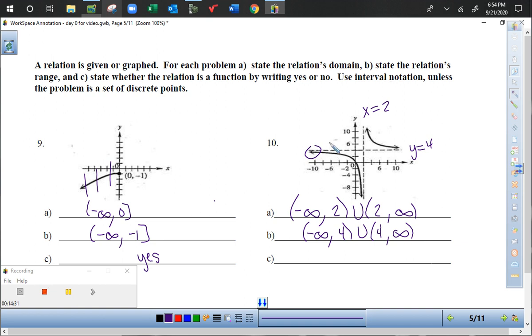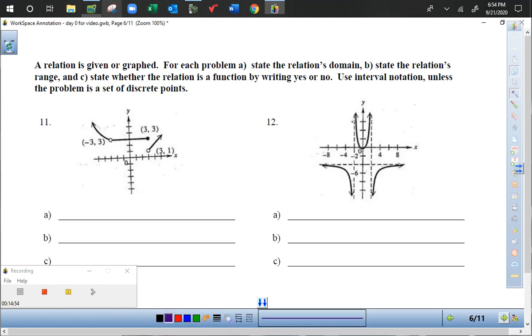This again will pass the VLT. It looks like here we get a little steep, but it's decreasing but still moving towards that 2. So it's not vertical at any point. This does pass, so it is considered a function.